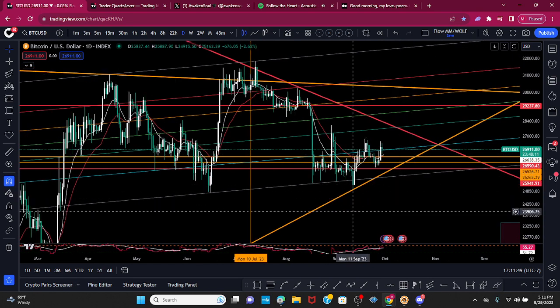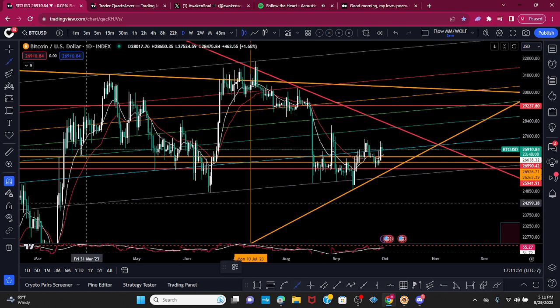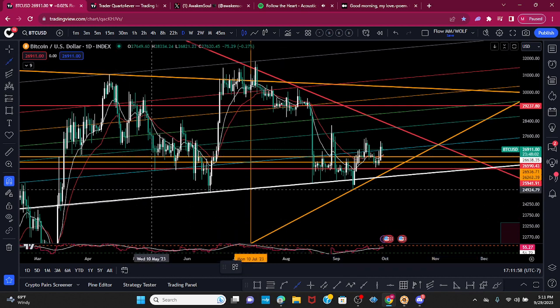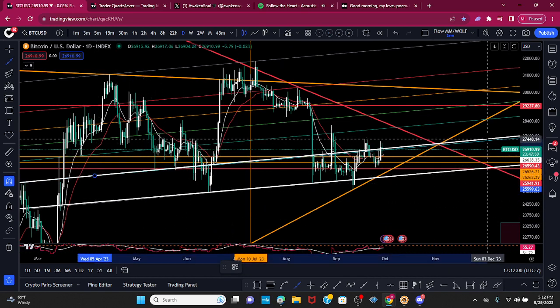And here we have key support, and I'm going to highlight them with white. I hope I'm not losing you. I know it's a lot, but it's cool.